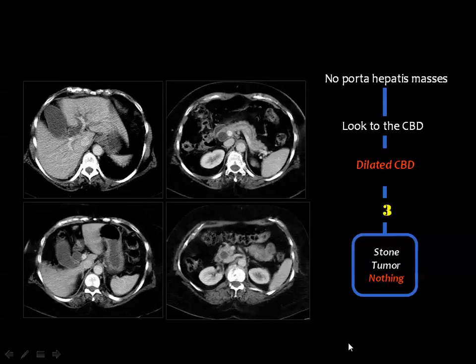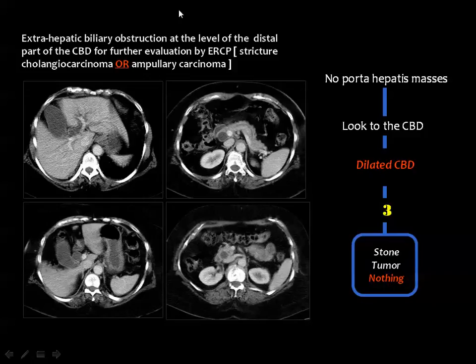Then we in the radiology department report this case as follows. We say that there is an extrahepatic biliary obstruction at the level of the distal part of the common bile duct, and this should be further evaluated by ERCP, looking for a stricture in the terminal part of the common bile duct, or the second possibility, which is ampullary carcinoma.